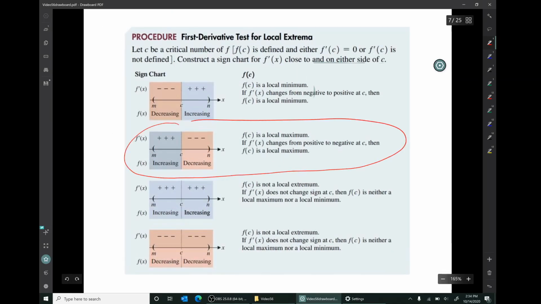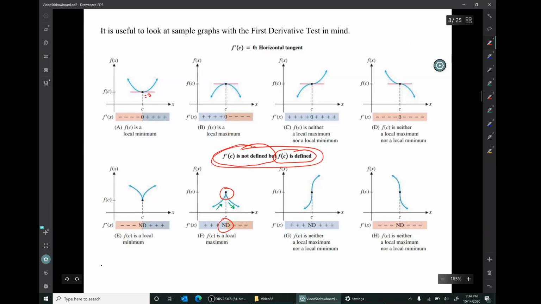That's this. Doesn't matter what's happening at x equals c, as long as it's a critical number, whether or not there's a y value, whether f prime is equal to 0 or f prime is not defined. Either way, if the derivative has this signature at x equals c, then x equals c is going to be a local max. So there is a local max at that location, and the y value of the max is what's called the local max. So f parentheses c is a local max.